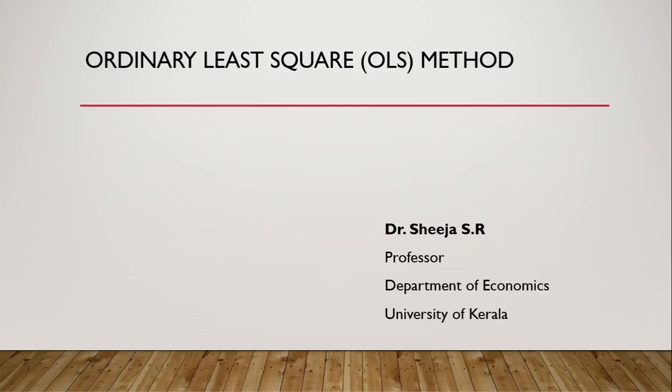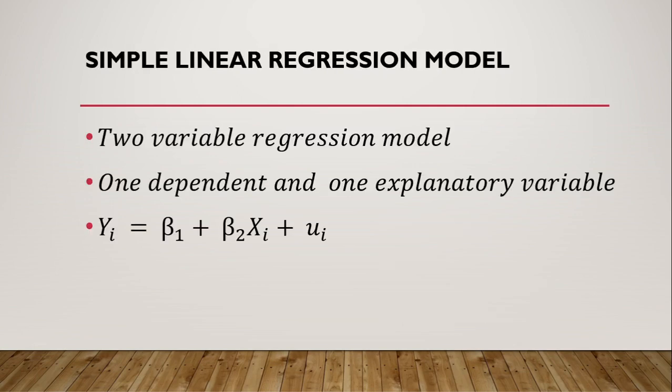In this session, we are going to examine the ordinary least square method, which is an important method of estimation of the regression model. Here we are considering a simple linear regression model. In a simple linear regression model, there are only two variables. One variable is the dependent variable and the other variable is the independent or explanatory variable. Yi is equal to beta 1 plus beta 2 xi plus ui is a simple linear regression model.